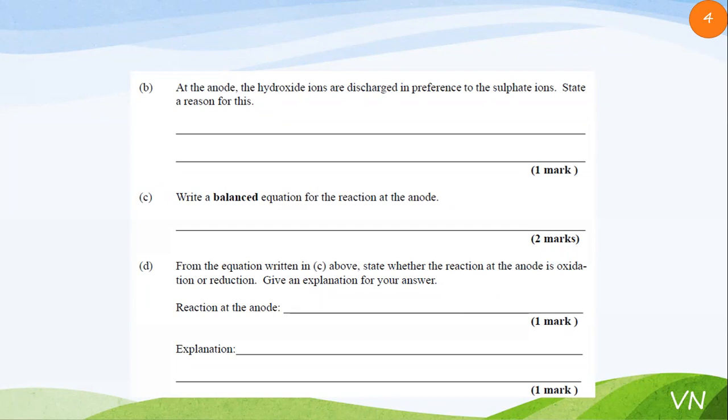In the copper sulfate solution, we're going to have sulfate ions and hydroxide ions. The question is telling us that the hydroxide ions are discharged in preference to the sulfate ions. Why is it so? It is because it is lower in the electrochemical series. Any other answer is incorrect.